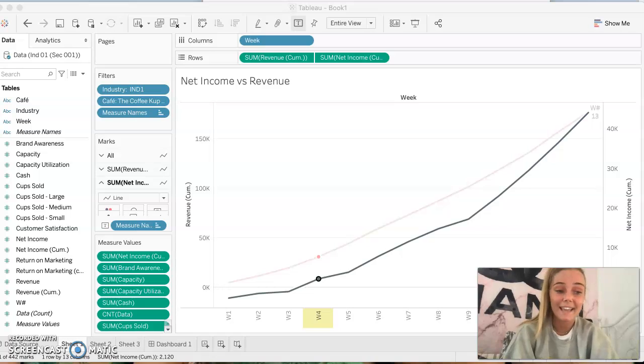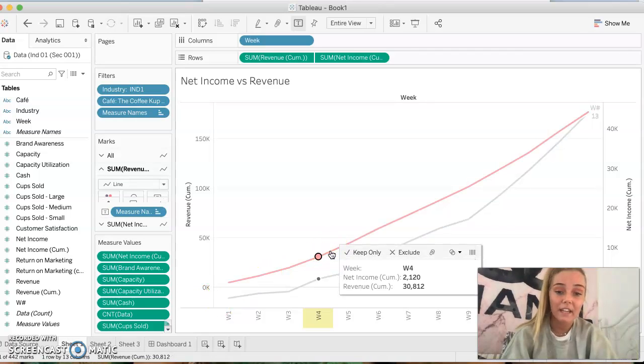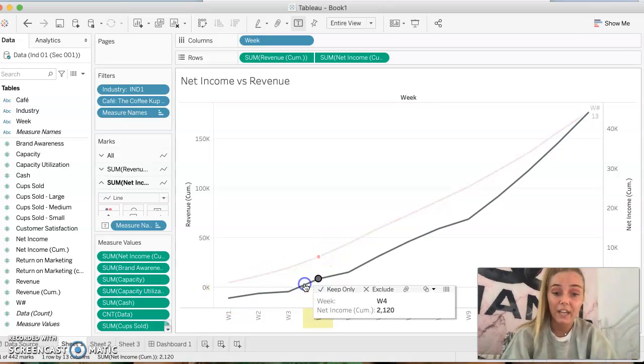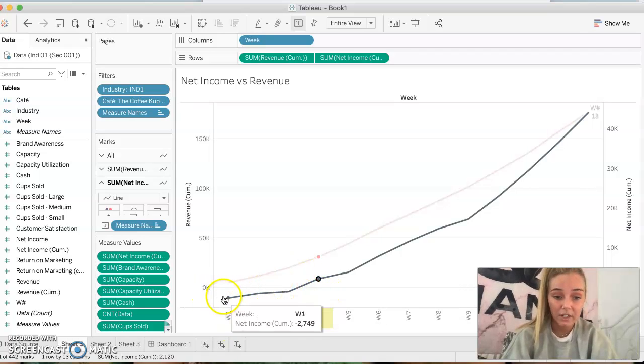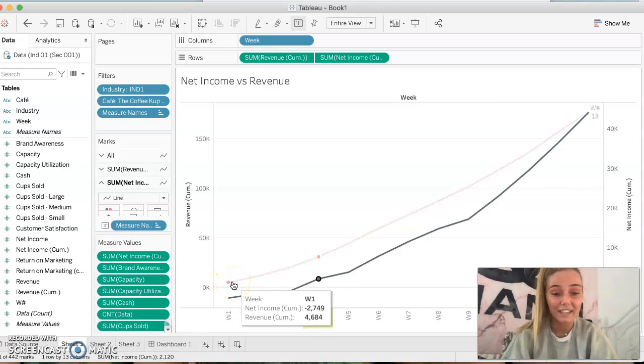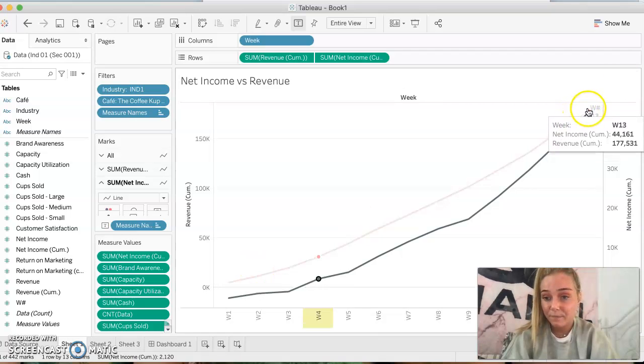My first sheet, Net Income versus Revenue, shows the weekly incline of my results for my cafe. As you can see, the red line represents the revenue, while the gray line represents the net income. Each week it goes up a little bit. I started at negative 2,749 net income and my revenue was 4,684, and I ended at 44,161 for net income and 177,531 for revenue.